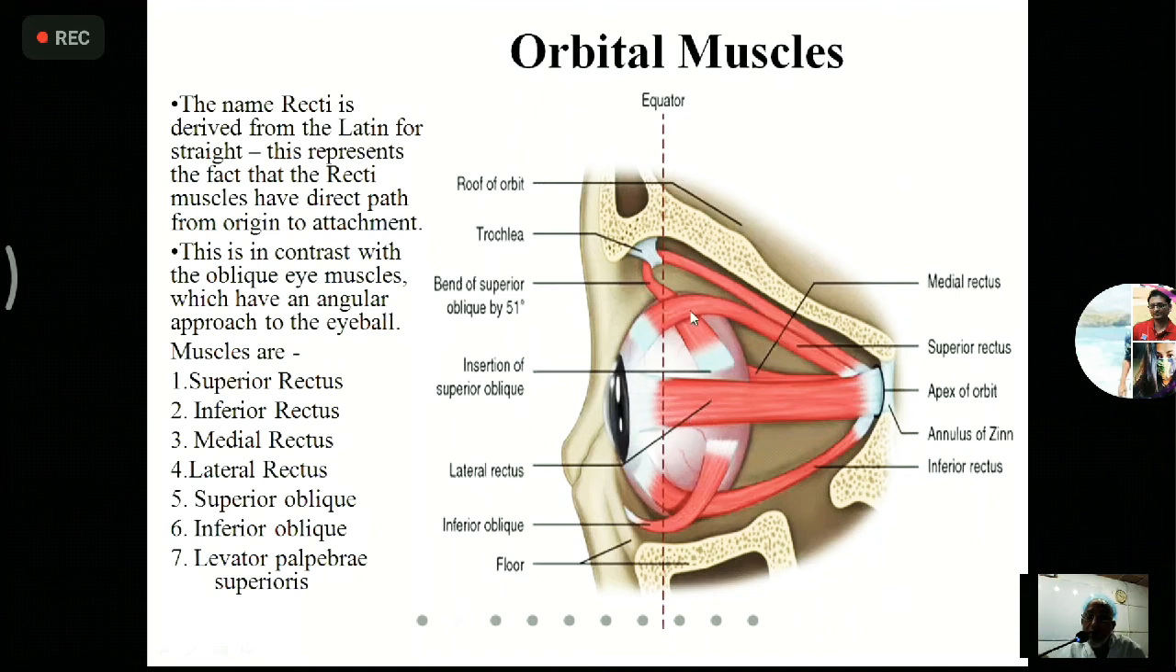Remember it. There are two oblique muscles below the equator, and the other four muscles are anterior to the equator. In contrast with the rectus muscles, the oblique muscle has a very angular approach to the eyeball. There are seven extraocular muscles: four recti, two oblique, and levator palpebrae superioris. And this is the annulus of Zinn at the apex of the orbit. You remember all of this anatomy.